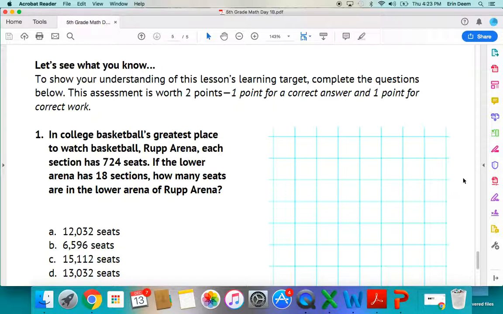1. In college basketball's greatest place to watch basketball, Rupp Arena, each section has 724 seats. If the lower arena has 18 sections, how many seats are in the lower arena of Rupp Arena? A. 12,032 seats. B. 6,596 seats. C. 15,112 seats. D. 13,032 seats.